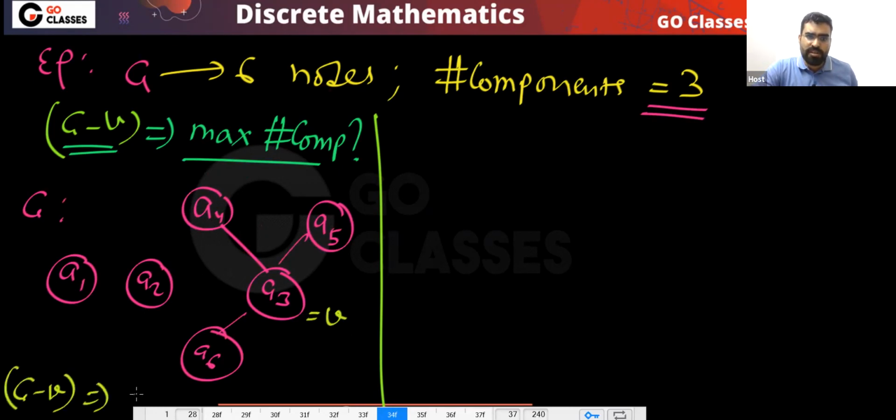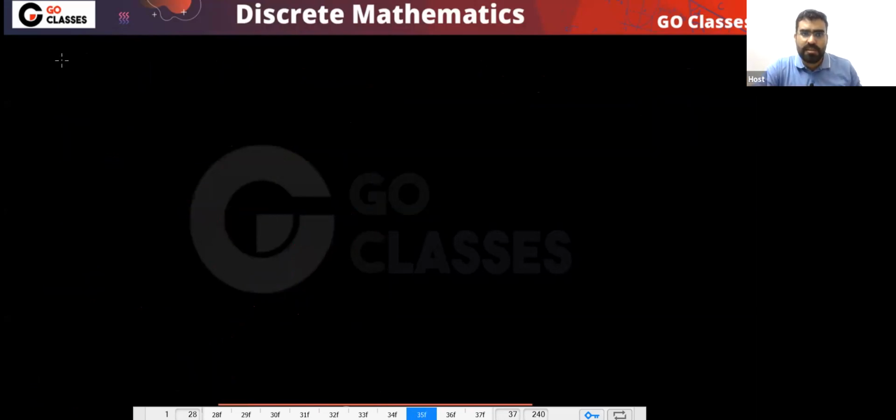Then you can notice the number of components. I will get a total of 5 components. And remember, this is the maximum. Can you do better than this? You cannot do better than this, because if you remove one vertex, there will be n minus 1 vertices.